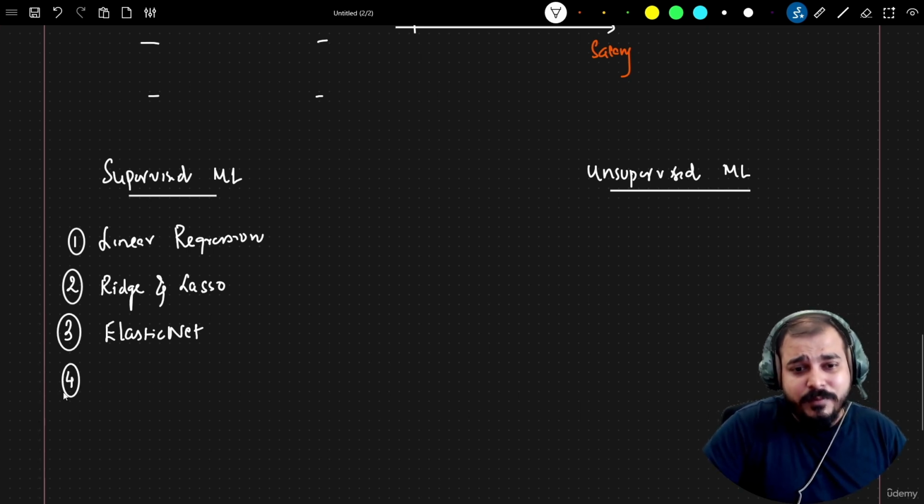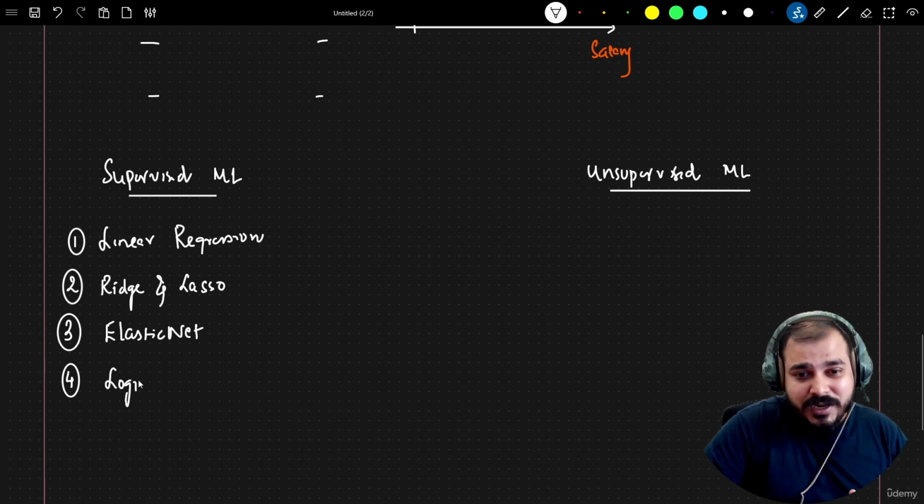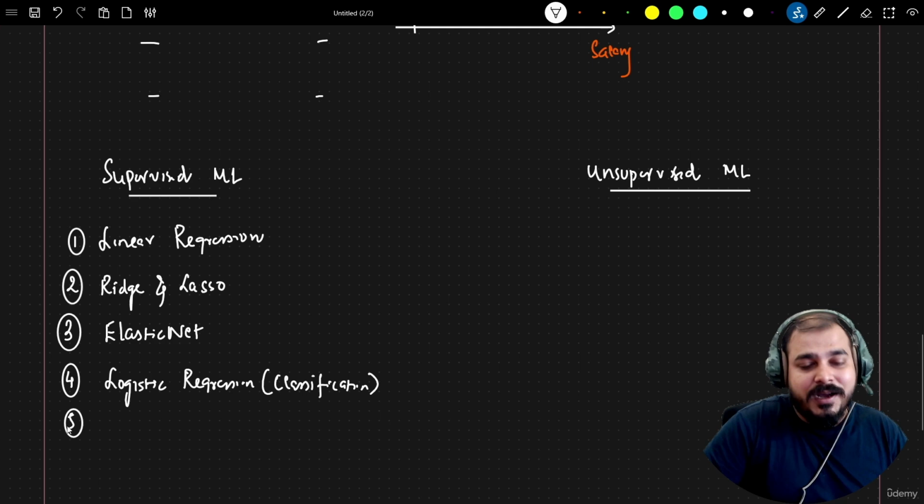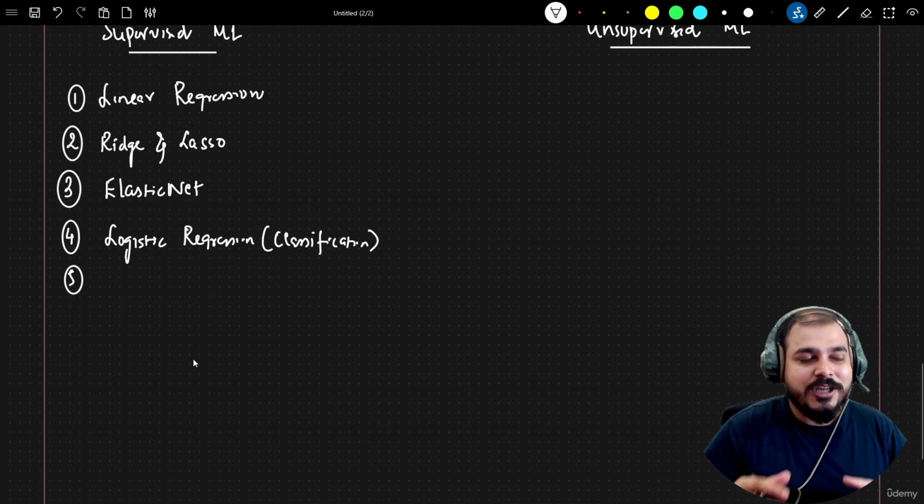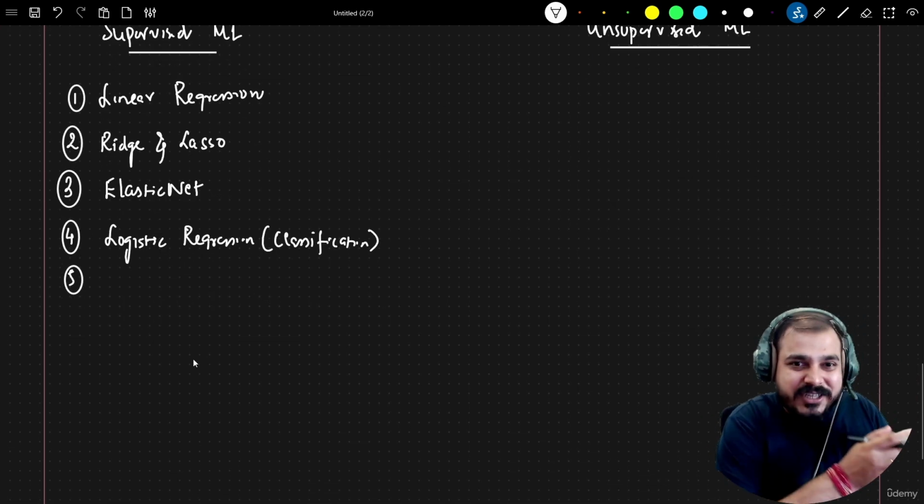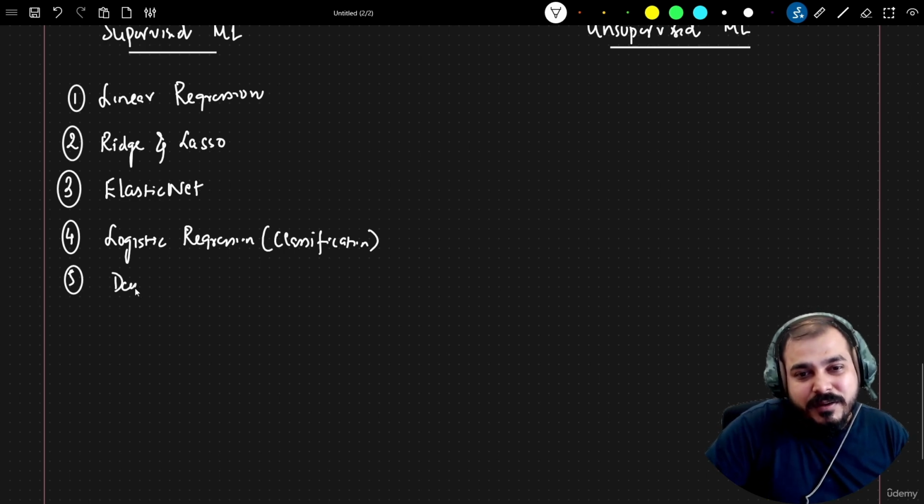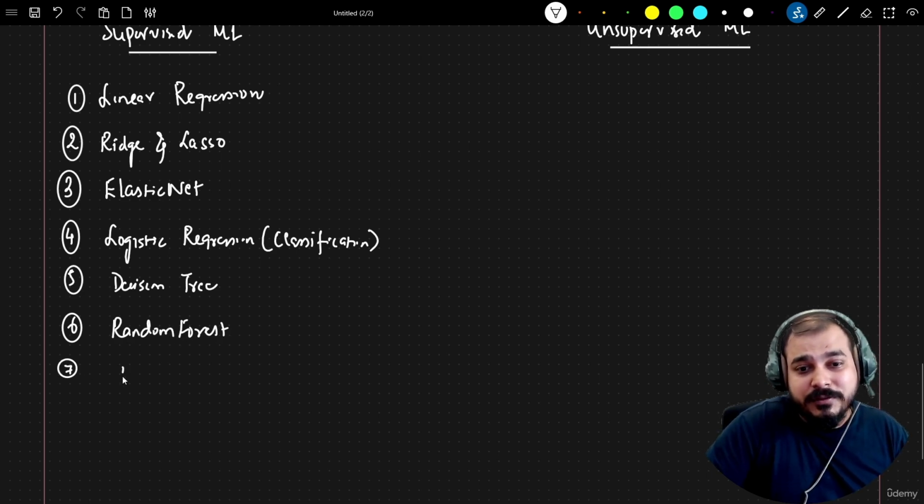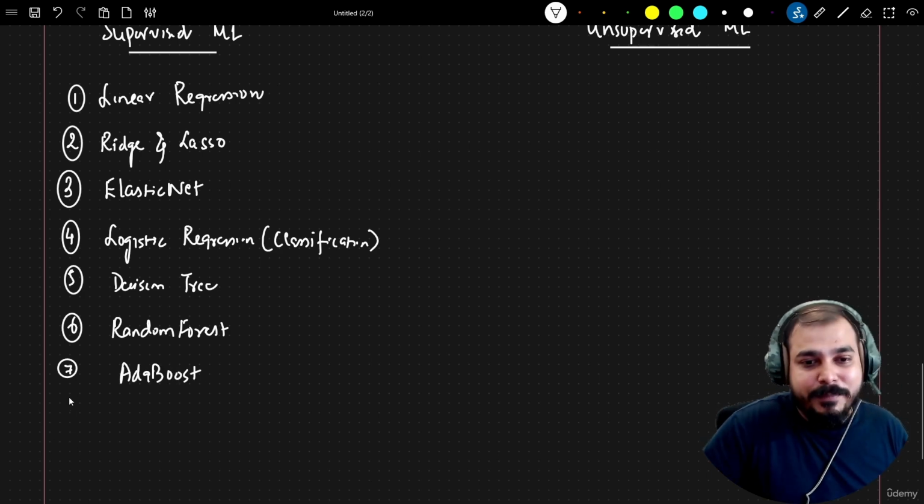This is also used for solving regression problem statements. And then we will move towards classification. In classification, we will see something called logistic regression. So this is basically my classification. Then we will go with some algorithms that can help us solve both regression and classification problems. Here we will be learning about decision tree, something called random forest, AdaBoost. We'll learn all these algorithms slowly, and we'll also understand how to implement them practically.